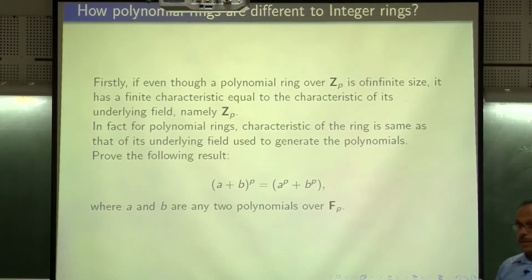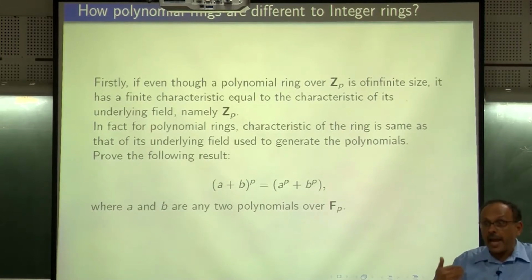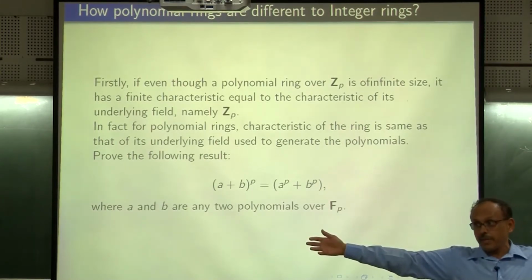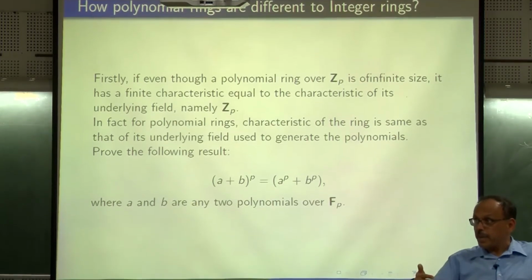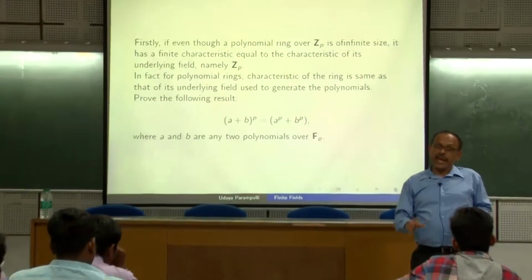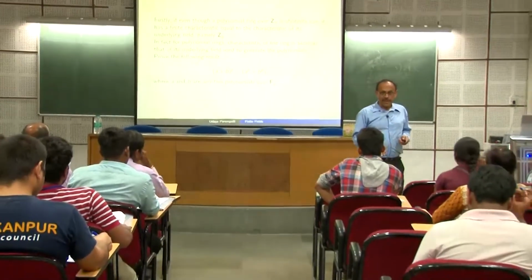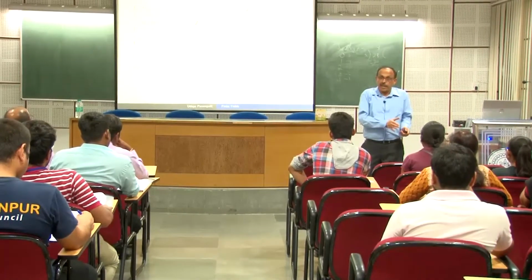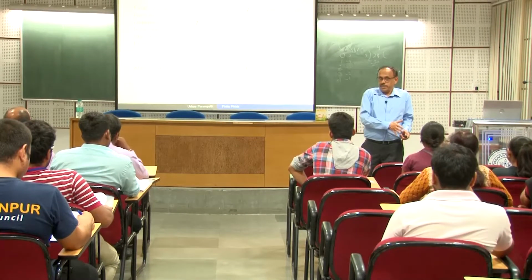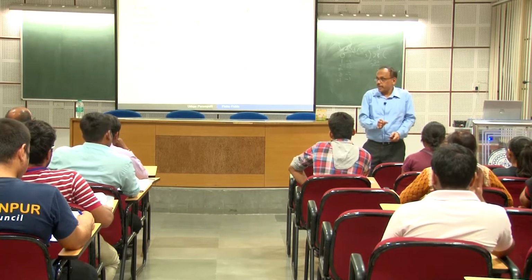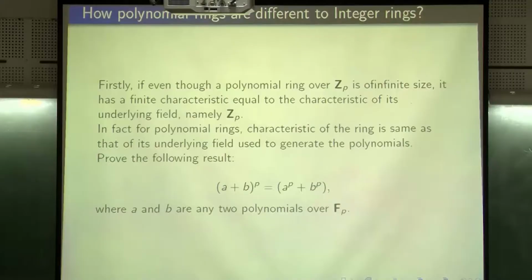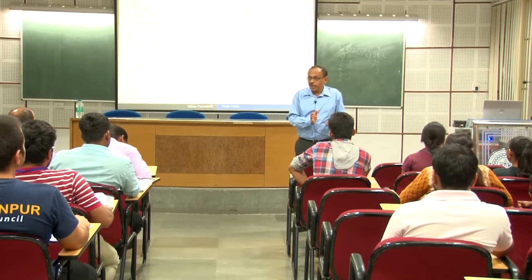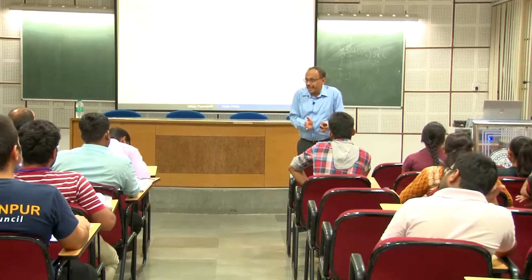But if you keep on adding it p number of times, whatever the size of the polynomial, you add p times, and that becomes 0. So the characteristic of this polynomial ring is finite, and that's precisely equal to the characteristic of the underlying field. Clear? This is a very important concept. The characteristic of this big ring, which is an infinite ring, is also finite, because you created it out of Z_p, which is finite.